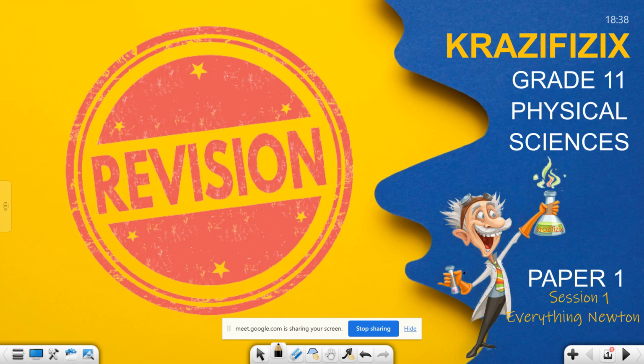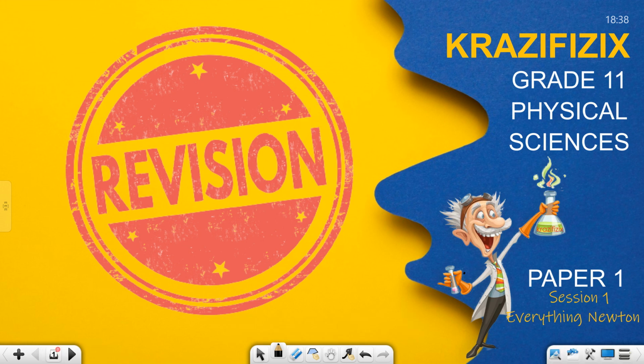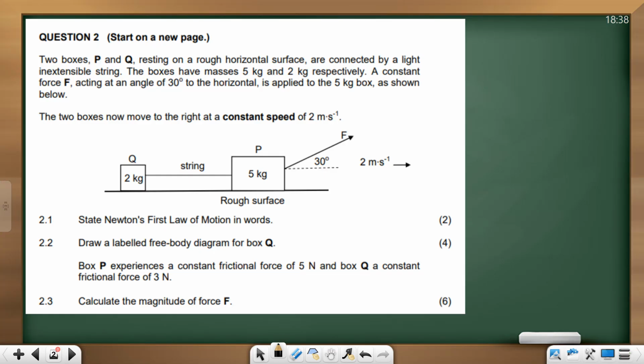All right, guys, let's begin our revision, and most importantly, looking at motion. Everything Newton's. This is very important because we would find it again in grade 12. So it's important that we take this very, very seriously. All right, so there was a question that you guys were doing, and let's look at it together.